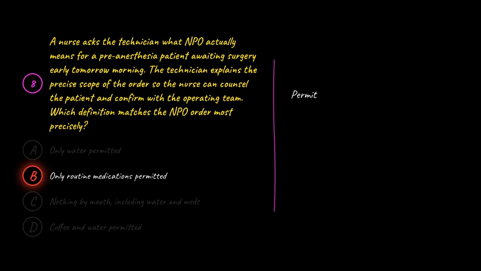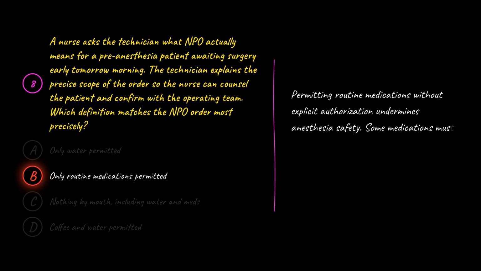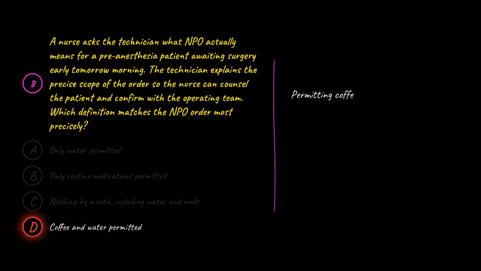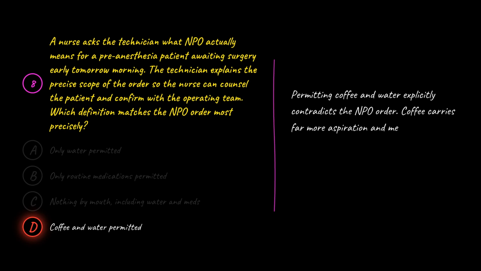B is wrong because permitting routine medications without explicit authorization undermines anesthesia safety. Some medications must be held. Others may be given with a sip of water under supervised protocols. But blanket permission is not what NPO means clinically. D is wrong because permitting coffee and water explicitly contradicts the NPO order. Coffee carries far more aspiration and metabolic risk than water, and including it in the permitted list would compromise the anesthesia plan from start to finish.